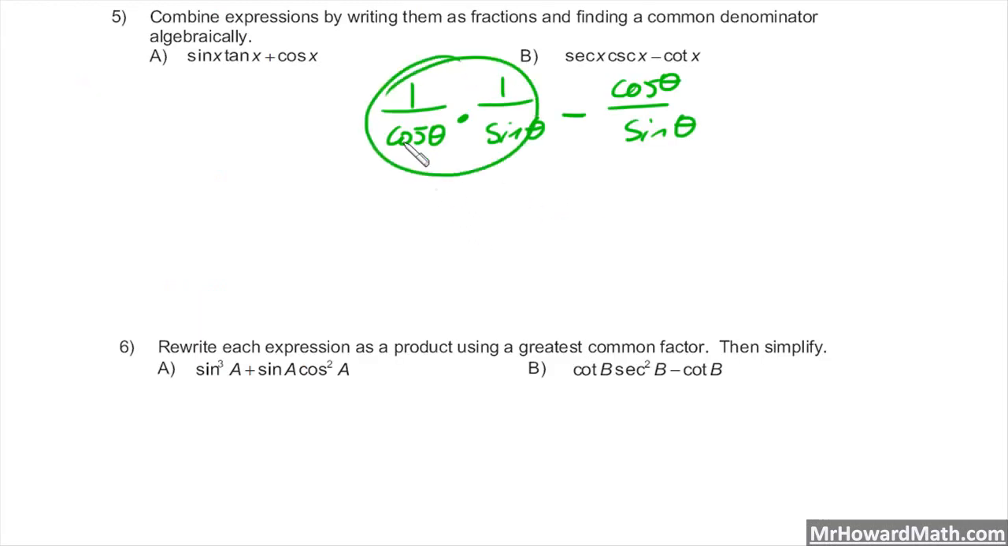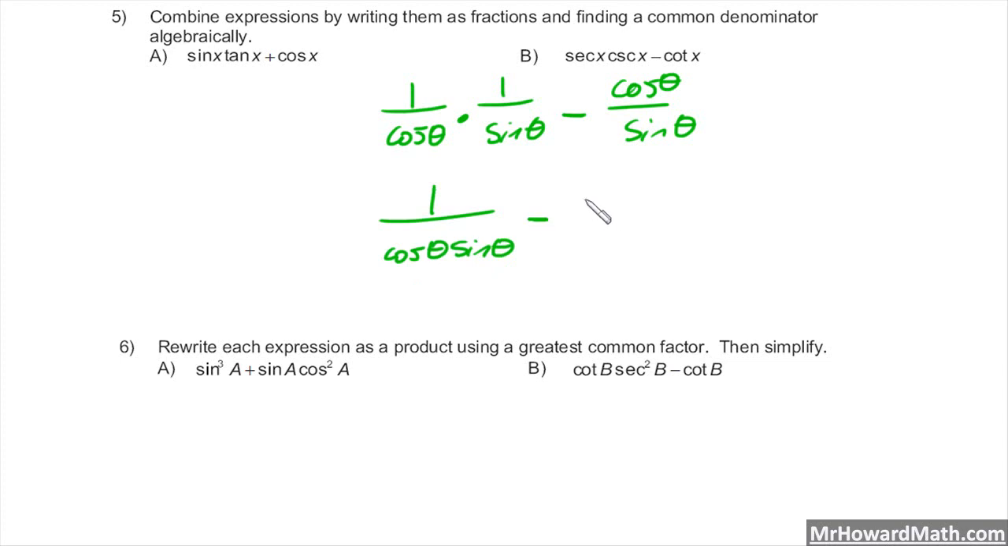So combine this together into 1 over cosine theta sine theta, just multiplying the denominators there, minus cosine theta over sine theta. So we want a common denominator here. Well, this one is cosine theta sine theta, this is sine theta. So we ask ourselves, what is this one missing that this one has? Well, it's missing a cosine theta. We need to multiply each piece by a form of 1, so we don't change the value. So we can get a cosine theta here by multiplying top and bottom by cosine theta.